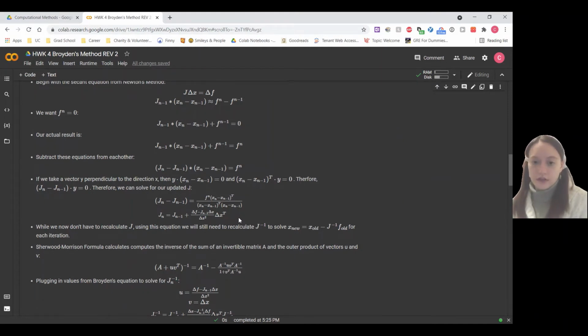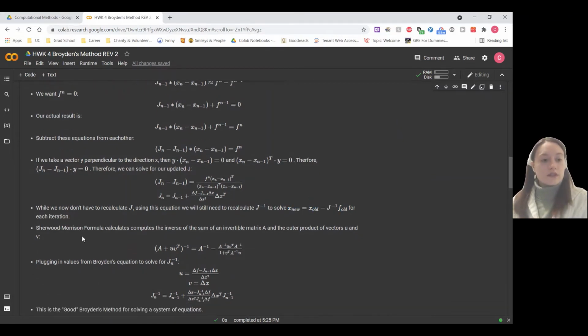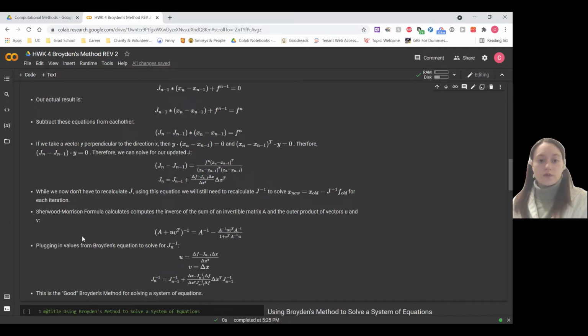But this still isn't good enough because from our secant equation, or from our Newton-Raphson equation, we know that in order to solve for the new value of x, we need to have the inverse of the Jacobian. So how can we get a new Jacobian each time without having to take the inverse of our updated Jacobian with every iteration? Well, we can use this Sherman-Morrison formula.